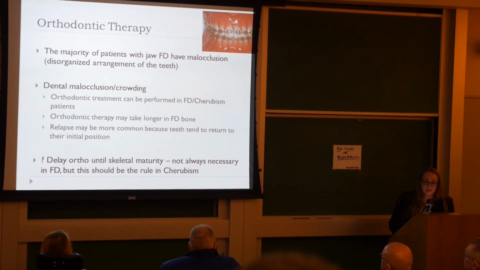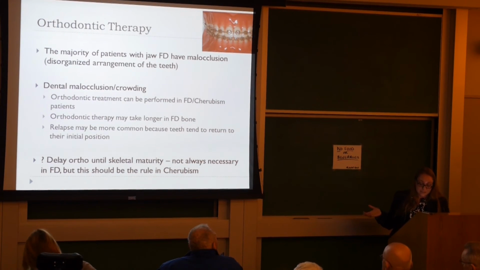As far as orthodontic therapy, the majority of patients with fibrous dysplasia and cherubism have malocclusion, which means a disorganized arrangement of the teeth. So orthodontic treatment can and should be performed in these patients, but studies have shown that this may take longer in fibrous dysplasia bone and that relapse may be more common. There have been some studies that have said that we should wait until children have reached what's called skeletal maturity, or when they've stopped growing.